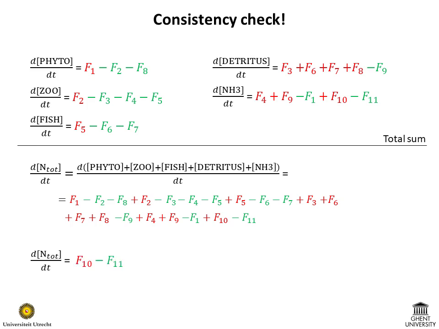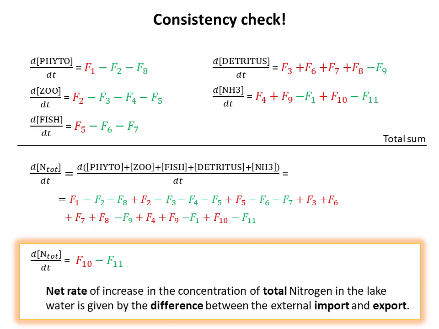For our example, after careful calculation, we obtain delta N total over delta T is equal to F10 minus F11. This is indeed what we expect. The net rate of increase in the concentration of total nitrogen in the lake water is given by the difference between the external import and export.